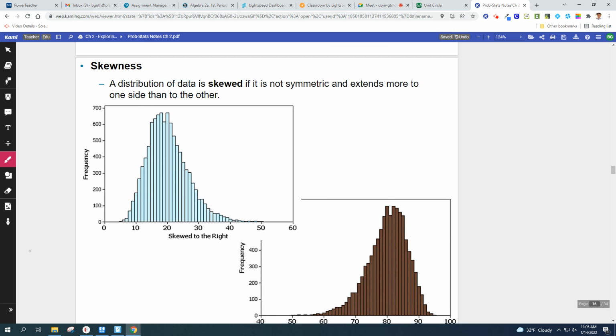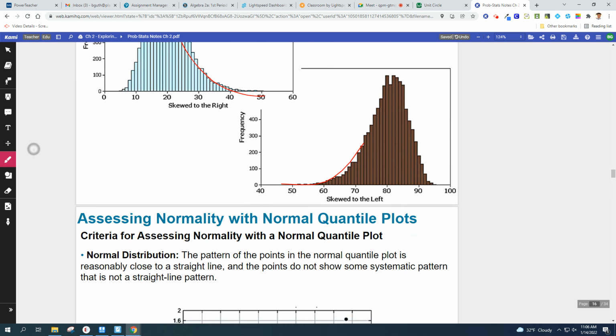Skewness, I already talked about this. The distribution of data is skewed if it is not symmetric and extends more to one side than the other. So this one is to the right. This one is to the left. I already mentioned that, just to repeat myself.